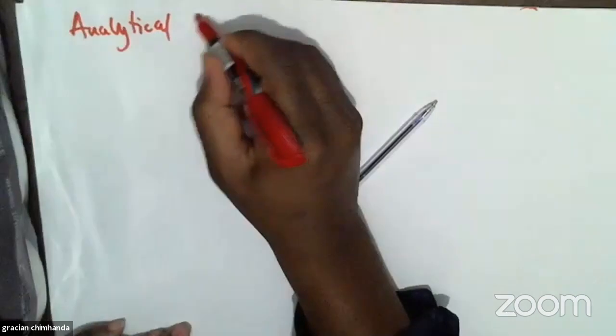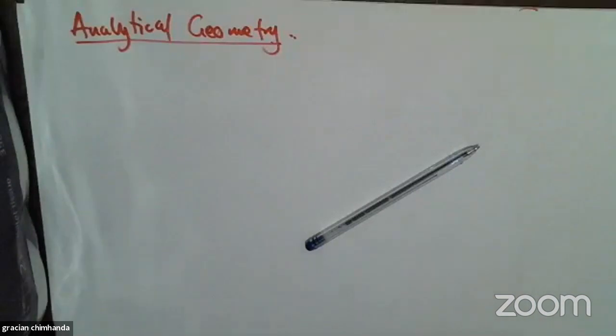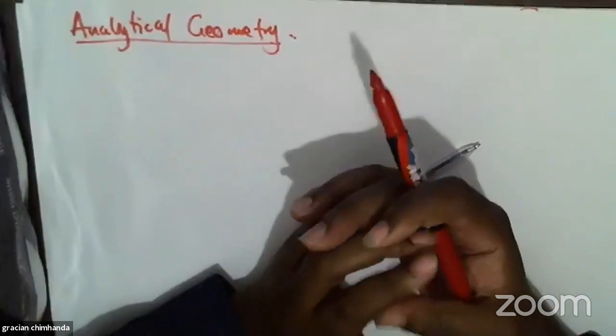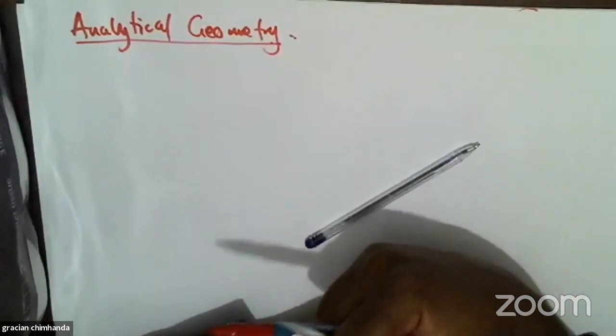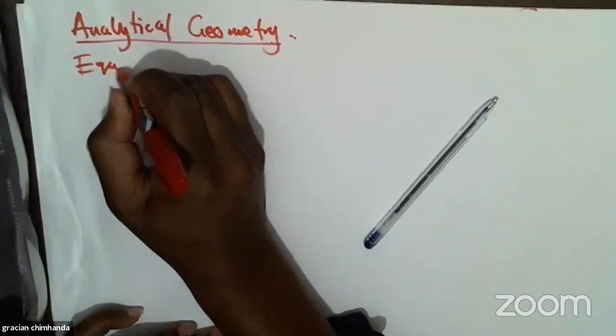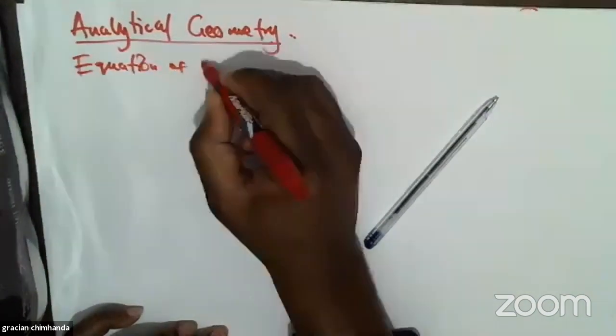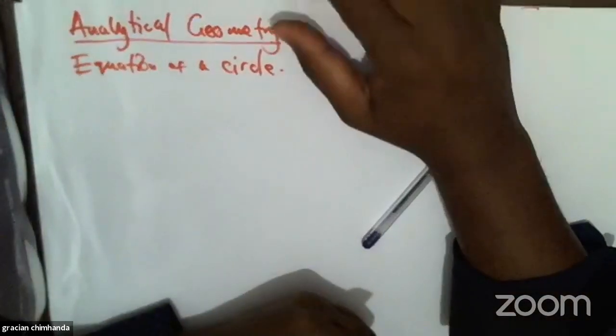Today, we are doing analytical geometry. Geometry involves points on a Cartesian plane. We measure their gradients, we measure their equations. But today we want to talk about the equation of a circle.